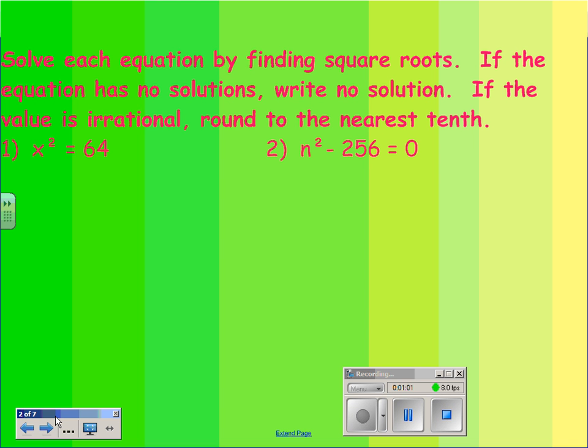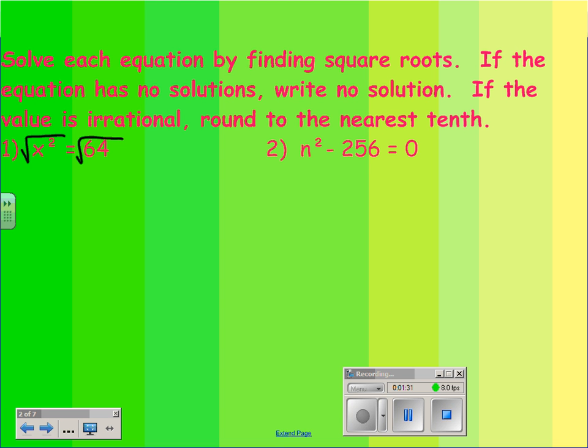Just like if I was doing x plus 4 equals 64, I would use the opposite operation of addition to solve this problem. Well, the same thing applies when I'm squaring. Because I'm squaring, I'm going to use the opposite of squaring, and that is to find the square root. So I'm going to take the square root of the left side of the equation, and the square root of the right side.